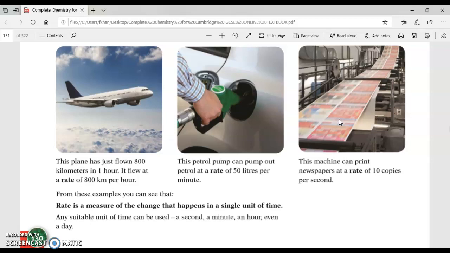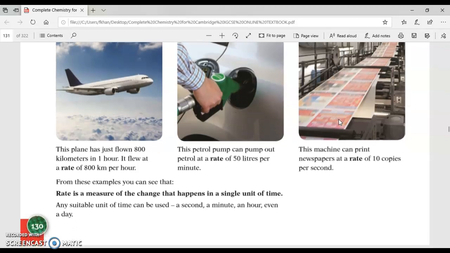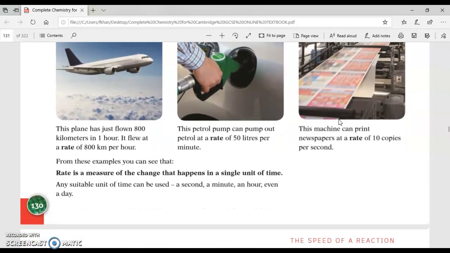This machine can print newspapers at the rate of 10 copies per second. So if a shop wanted to get a delivery of 10,000 copies of the Collegiate Times, I'll leave it to you to calculate how many seconds this printing service would actually take. So from these examples, you can see that rate, and this is a definition that you need to know, I will test you on this, rate is a measure of the change that happens in a single unit of time. Please make sure that when I ask you that quiz question, you put that definition word for word.